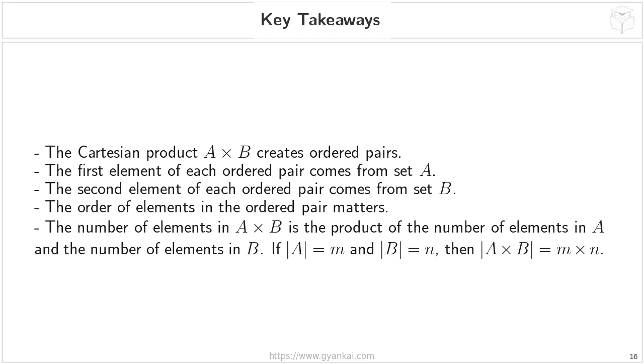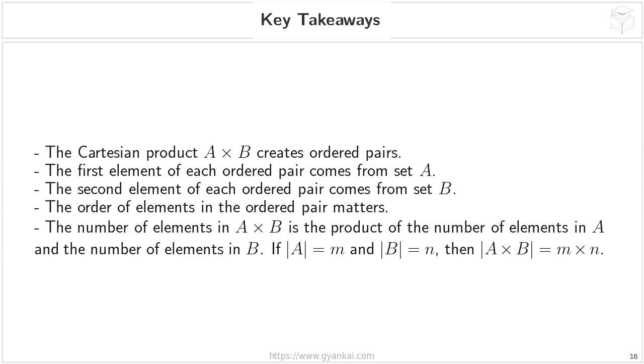Finally, let's talk about the size of the resulting set. If we know how many elements are in set A and how many elements are in set B, we can easily determine how many ordered pairs, and therefore how many elements, are in A cross B, if we use the notation where the number of elements in set A is represented by M, and the number of elements in set B is represented by N.